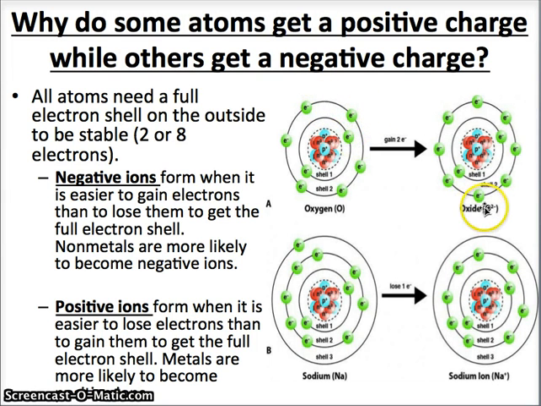So oxygen will almost always be a negative ion. On the other hand, positive ions form when it's easier to lose electrons than to gain them to get the full electron shell. So for example, here's sodium.